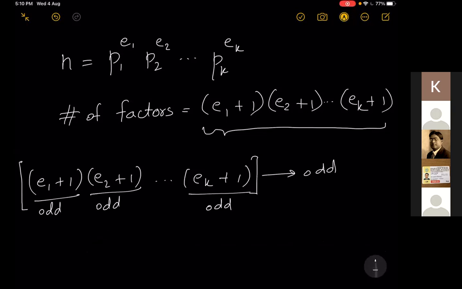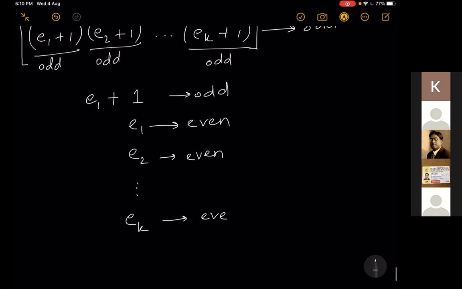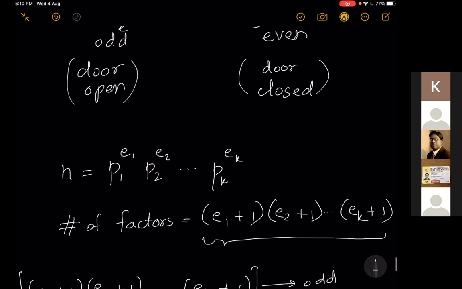Okay. Now if all of them are odd, e1 plus 1 is odd. Then e1 is even, right? Similarly, e2 is also even, and ek is also even. Acha, now if in a number all the powers of the primes are even, then what is that number? Isn't it a perfect square? Yes, it will be a perfect square. So which doors remain open? Only the perfect square doors remain open. Very good.